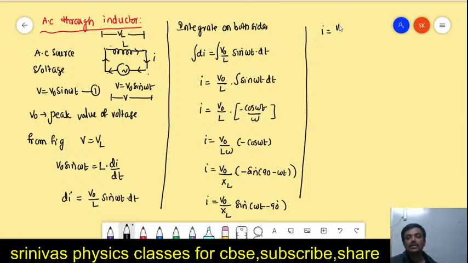Then we can get I equal to I naught into sine of omega t minus 90. Okay.